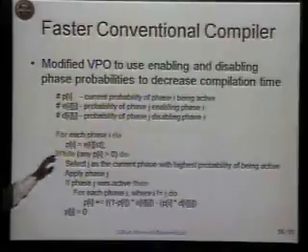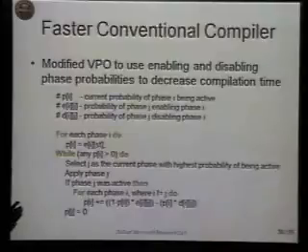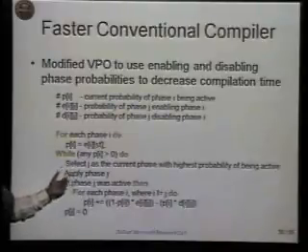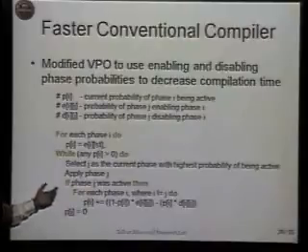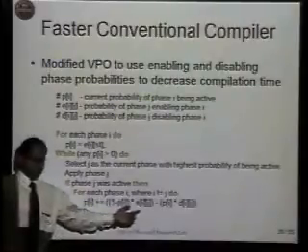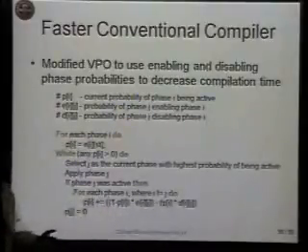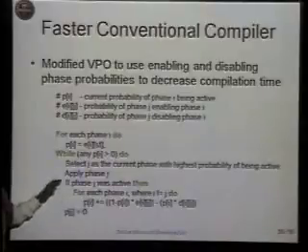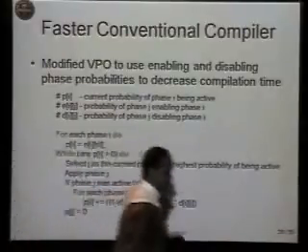Then in each pass of this while loop, we select the phase which has the highest chance of being active, and we select that phase and apply it. If that phase is actually active and is able to make any change, then we change the active probabilities of all the other phases by the probability of that phase enabling all the other phases and the probability of that phase disabling all the other phases. And we again repeat this loop till any phase has an active probability ratio.